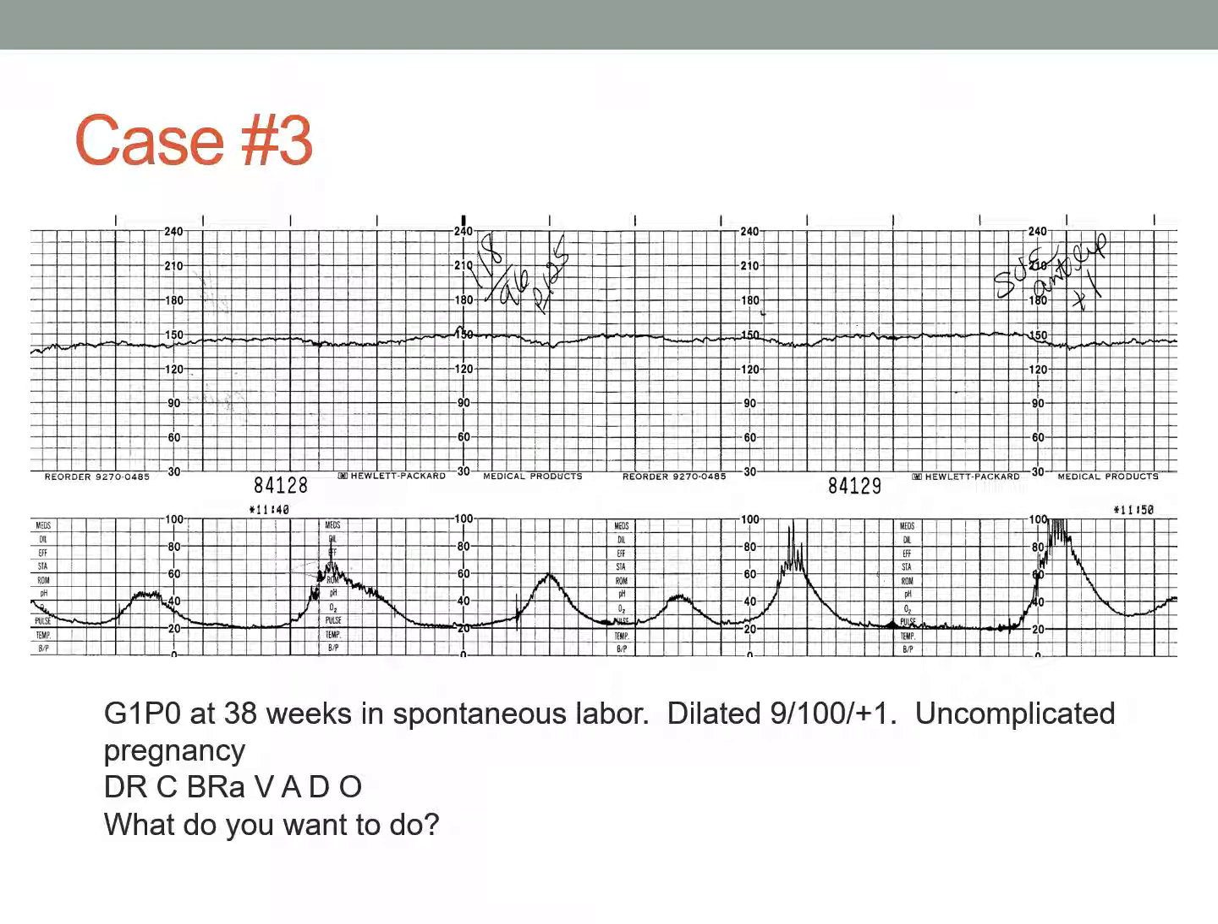Baseline rate here, this might be hard for you to read, but this is 120 and this is 150. So I'd probably call our baseline rate right about 150. Best place to view it, right here. Do we have variability? Yeah, we do, but not very much. It looks like an amplitude of less than 5 beats per minute, so I'd call it minimal variability.